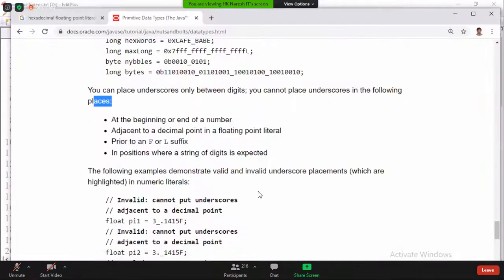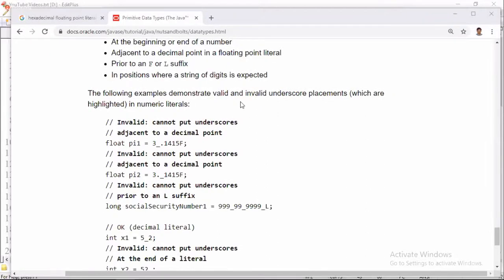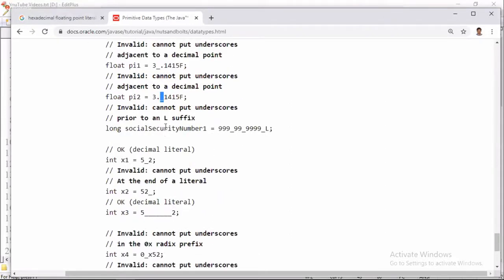Let us see what Sun Microsystems says. You can place underscore only between digits. You cannot place underscore in the following places: at the beginning or end of a number, adjacent to a decimal point in a floating point literal, prior to an F or L suffix, in positions where a string of digits is expected. The following examples demonstrate valid and invalid underscore placements in numeric literals. Invalid: cannot put underscore adjacent to a decimal point. We tried that already. Cannot put underscore prior to an L suffix. We already practiced.